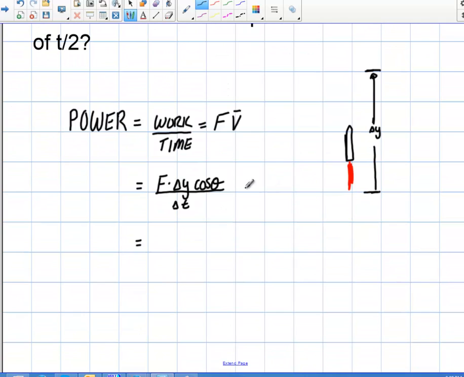Fine. So my cosine of theta, the angle of my displacement with my net force, they're lined up together, right? So I know that my net force is here. So the angle between those two vectors is just 0, so this term just becomes 1. So the power is just going to be the force times delta y over the time, over delta t.